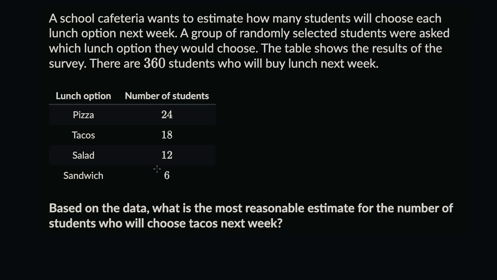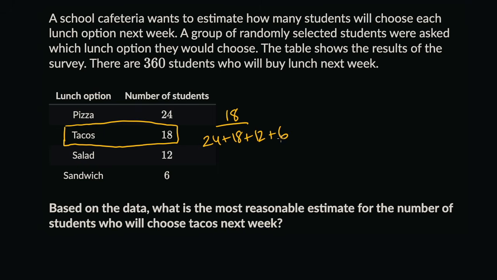All right, so let's just look at the sample right over here. The number that have chosen tacos, at least in this sample, the proportion that chose tacos is 18 out of 24 plus 18 plus 12 plus 6. So what is this going to be? 6 plus 24 is 30. 18 plus 12 is also 30. So all of this is equal to 60.